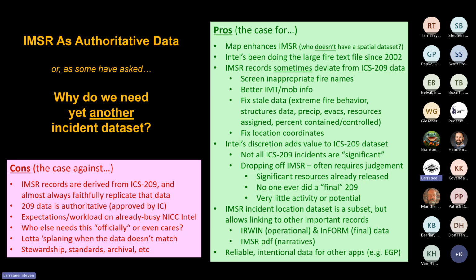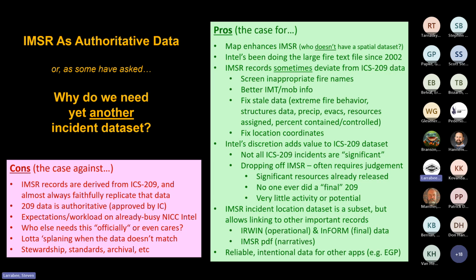I think the most important case, though, for the IMSR data to stand alone is that there's just a lot of human judgment that helps take that 209 data, which is presumably significant fire occurrence, and really affirm that it's significant. So it's easy to get on the IMSR. It's not so easy to get off, and frequently that requires somebody to exercise some judgment. So just having a 209 does not necessarily mean the incident was significant when it had the 209, but I believe everything that stays on the IMSR is probably deemed significant.